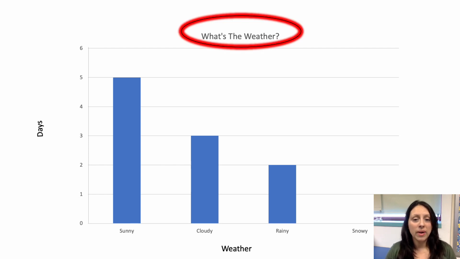One part of a bar graph is the title. It's the name of the bar graph. Just like a story has a title, so do bar graphs. The title of this bar graph says, "What's the weather?" because that's what we're trying to find out.